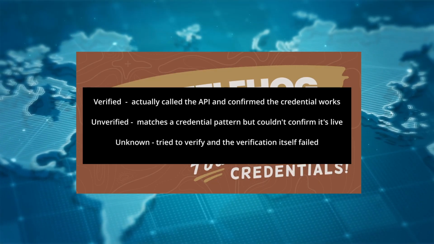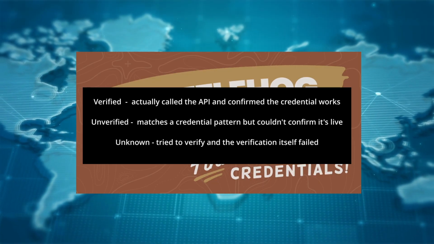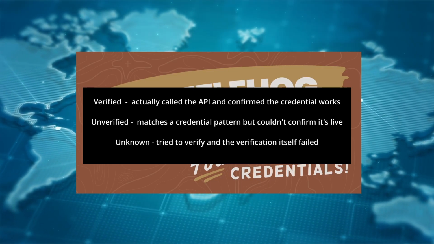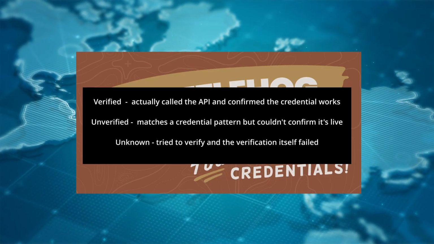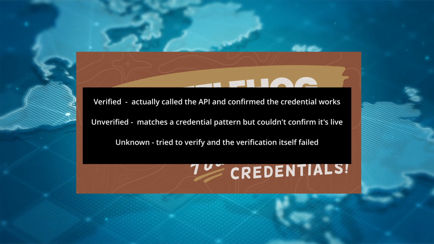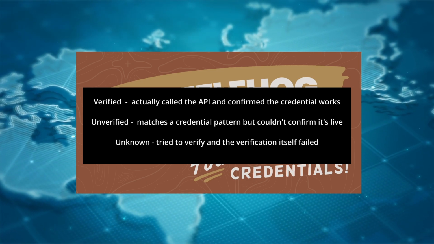2. Unverified. This means it detected something that matches a credential pattern, but couldn't or didn't confirm that it was live. It might be expired, revoked, or a test value someone left in a comment. 3. Unknown. This means Trufflehog tried to verify, and the verification itself failed for some reason or another. Worth retrying, worth looking into.